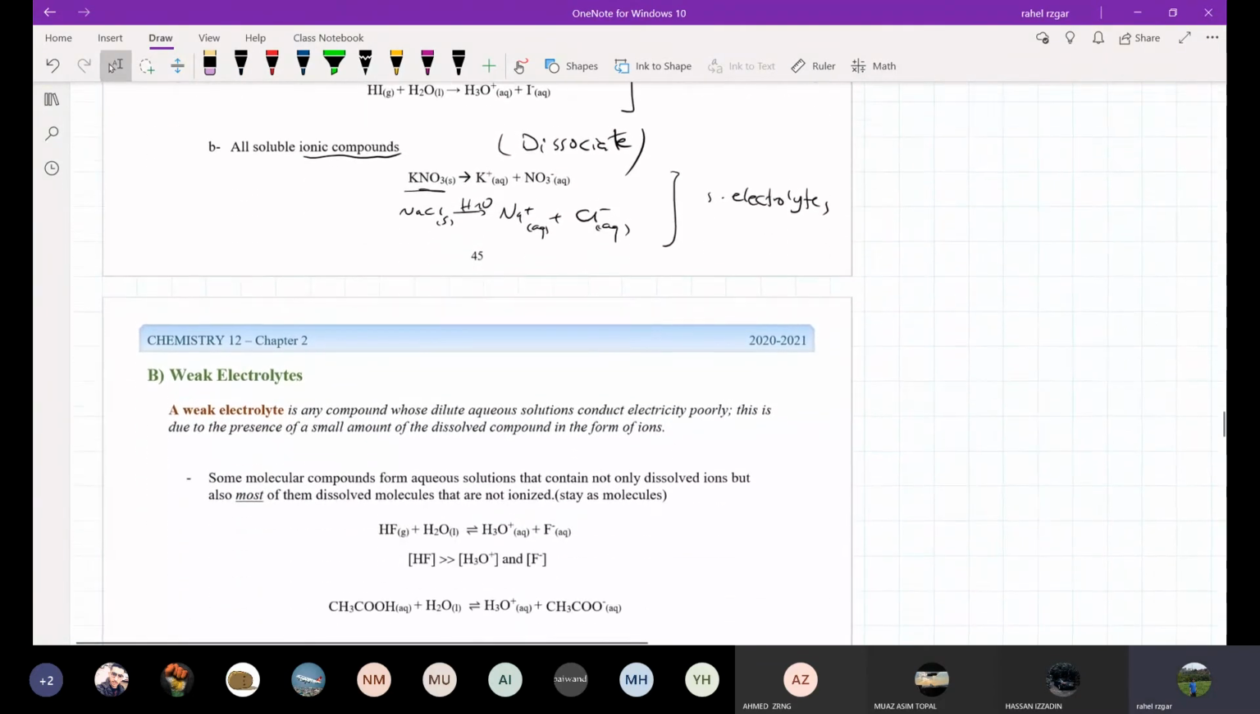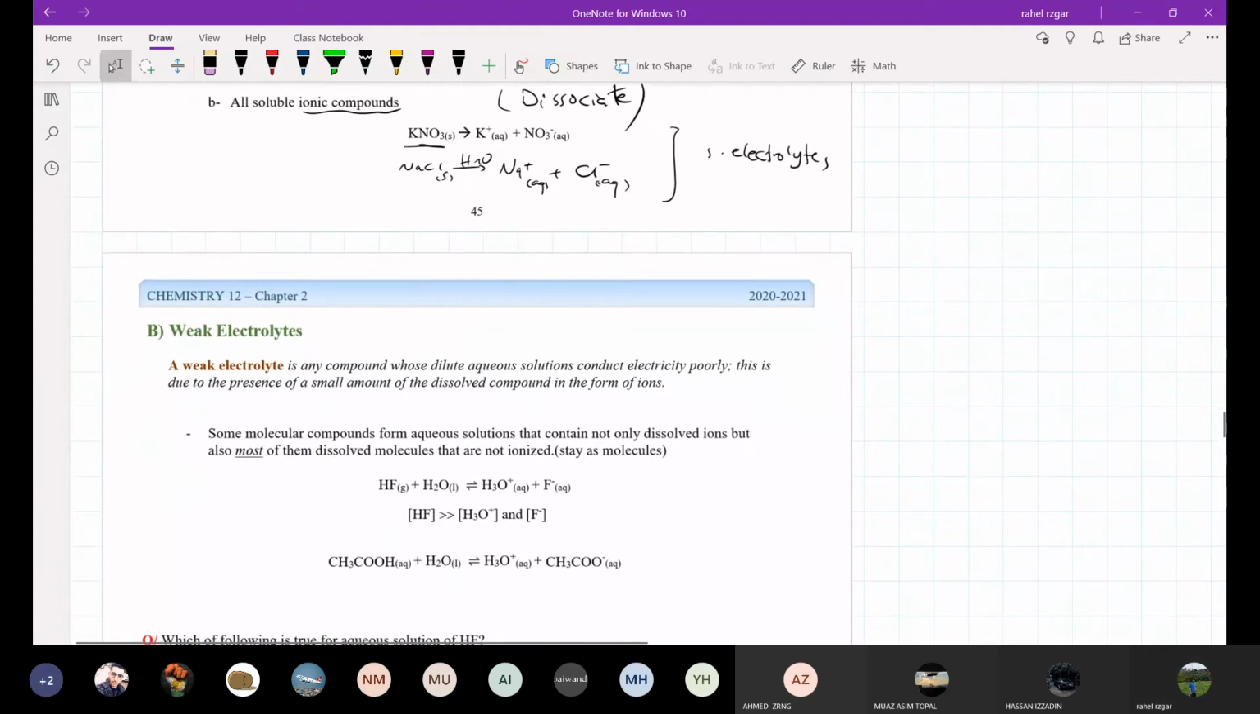What about weak electrolytes? What is a weak electrolyte? Any compound whose dilute aqueous solution, if it's in water, conducts electricity poorly.